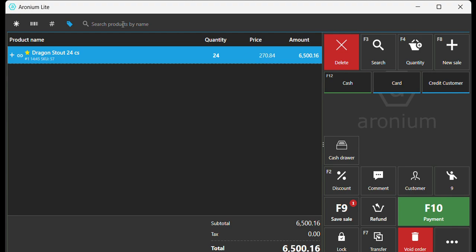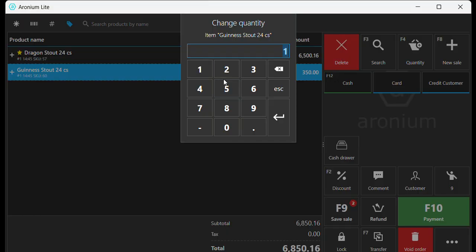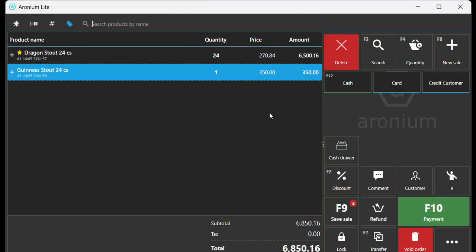So I'm going to do the same thing again for guineas. I'm going to get a case of guineas. So one guineas is for 350, but if I want to buy the entire case, say 24, it's going to give me this new figure, which is the discounted price. There's some cents over, but that's fine. No problem with that.